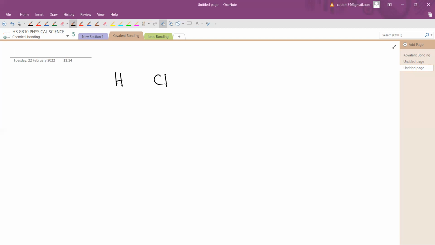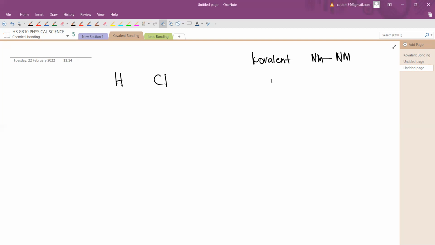Can anyone tell me if this bond is going to be ionic or covalent? Here's a cheap, easy way to find out. A covalent bond is a non-metal bonding to a non-metal. Are hydrogen and chlorine both non-metals? Yes, they are. So it's going to be a covalent bond. If there's a metal bonded to a non-metal, it's an ionic bond.